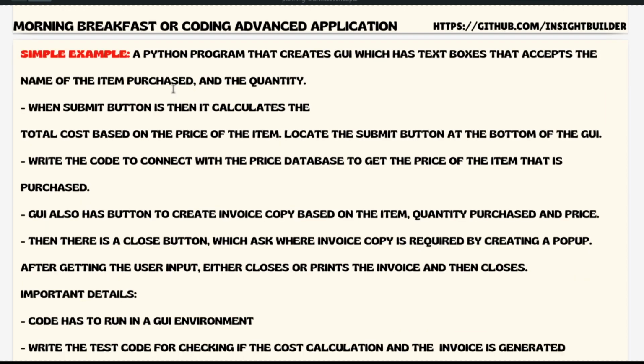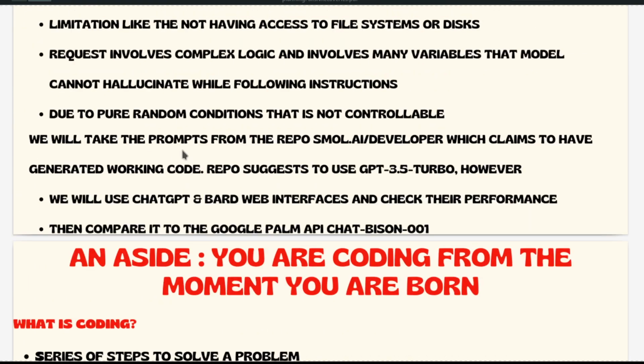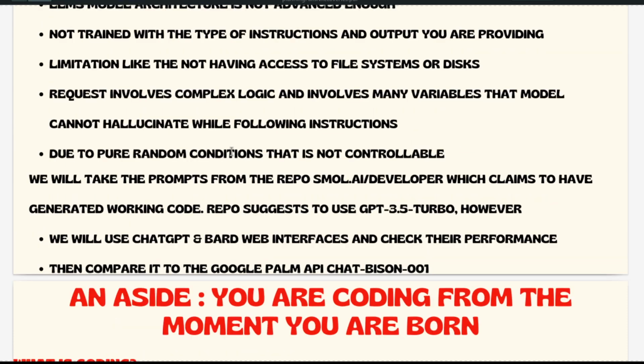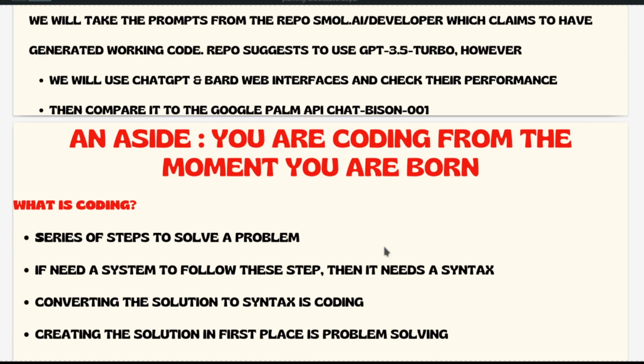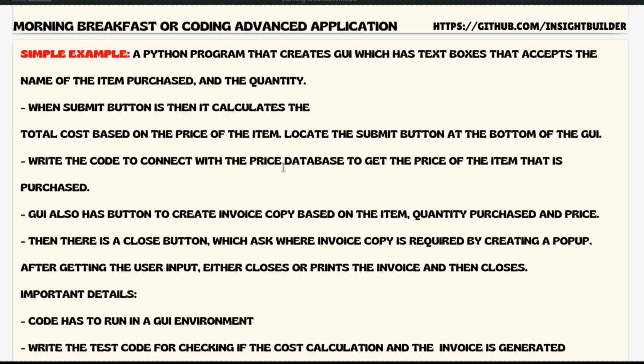And for this particular step of taking the prompt from the developer repo and testing it out, we are going to have a simple problem. When I say simple problem, it means that it doesn't have a lot of details. Logic wise, it is very straightforward, and it will require the model to come up with lots of information by itself. So these are the limitations. This problem is not well formed.